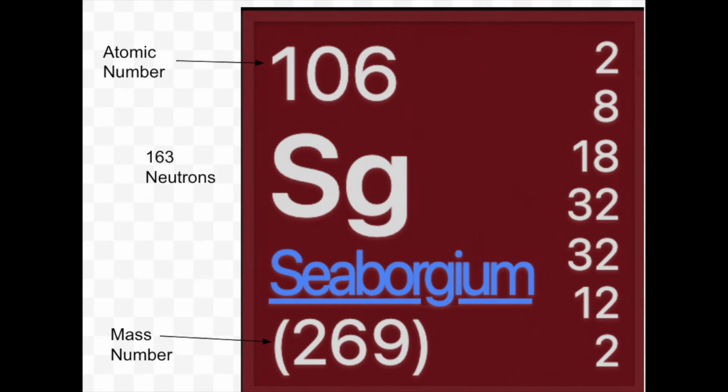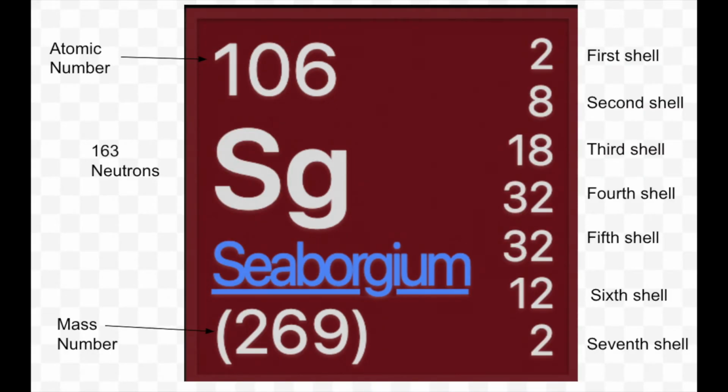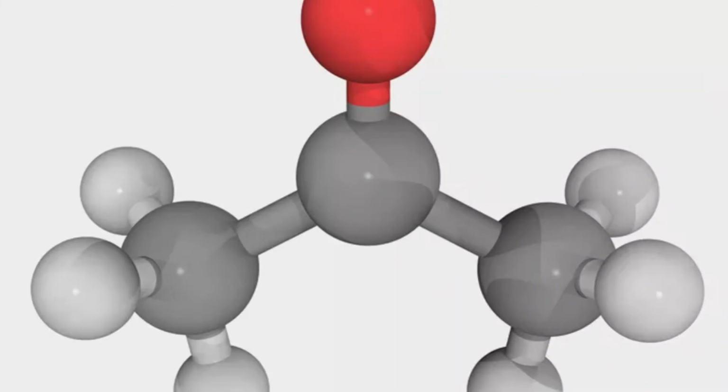Next are the small numbers on the right. This shows the electrons, the first number being 2, showing that there are 2 electrons on the first shell, and when it goes lower, meaning that it goes to the second shell, the third shell, the fourth, the fifth, and more and more.